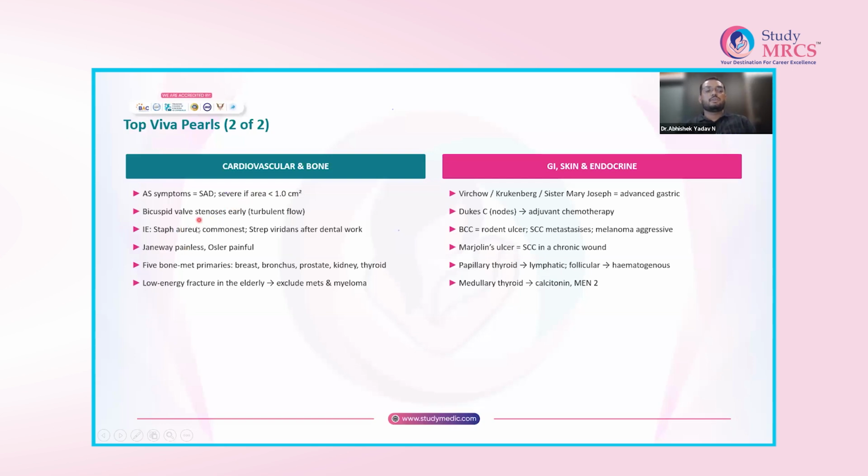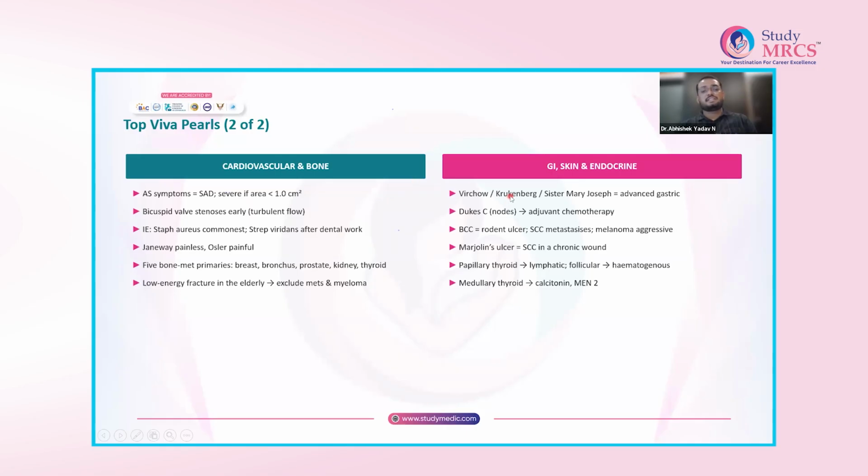Then about infective endocarditis, the causative organisms, and when Streptococcus viridans occurs after dental work, and what are the peripheral hand signs? What are the sites of bony mets, primary bony tumors, and what about a pathological fracture, okay, and how are you going to grade it, how are you going to fix it.